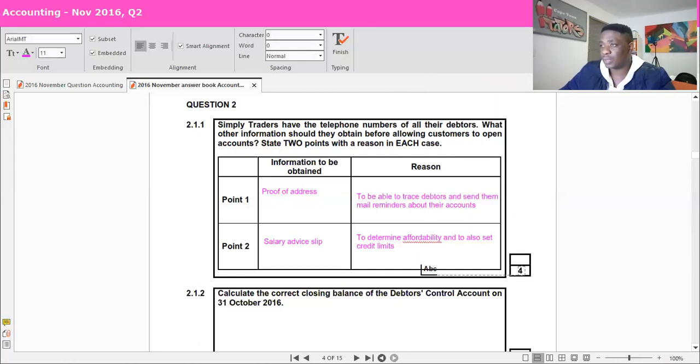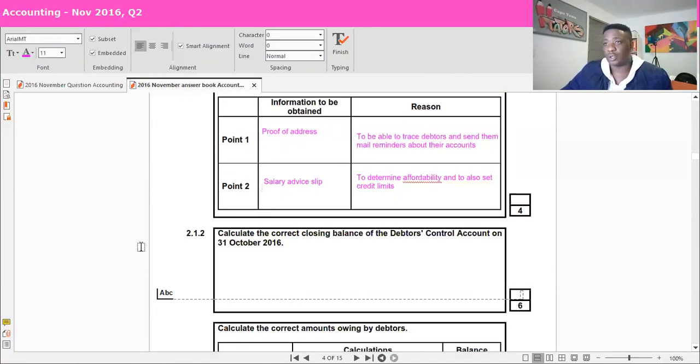Affordability. I'm not sure how to spell it, but I think that's fine. If I'm wrong, you can correct the spelling. Okay, let's move on to the following question.